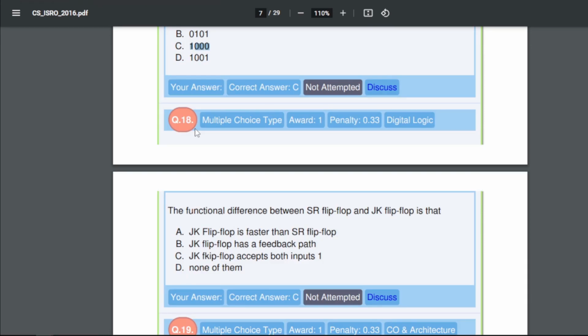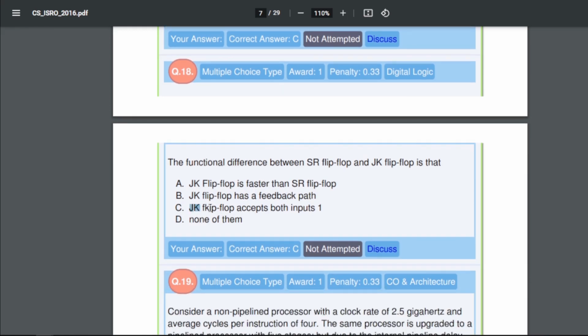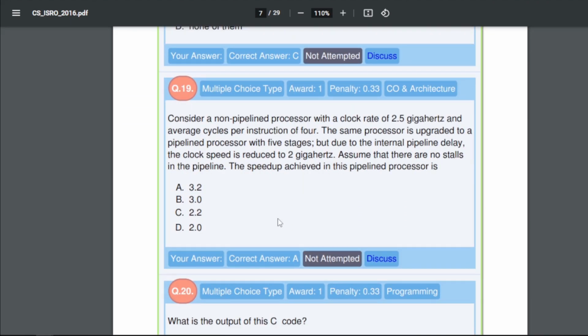Now for question number 18, the functional difference between SR flip-flop and JK flip-flop is option C, that is, JK flip-flop accepts both inputs as 1. Always remember that the main difference is that the JK flip-flop accepts both inputs as 1 while SR doesn't.